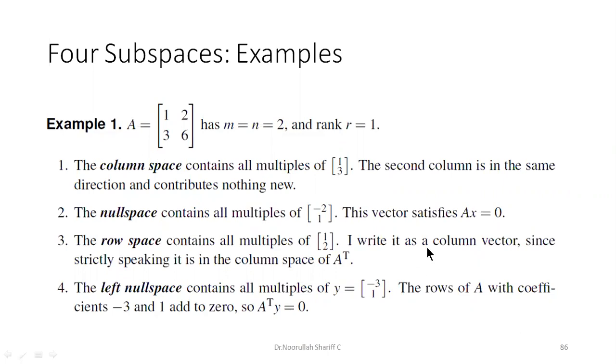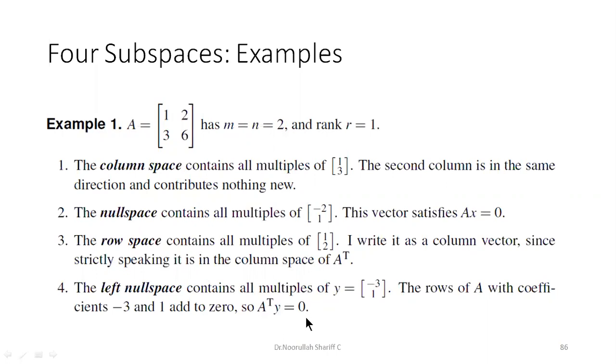Okay, so we write this as the column vector, since strictly speaking it is in the column space of A transpose. Okay. Left null space, how do you find? You take the transpose of this and try to find the null space of that. That is A transpose y equal to 0. You can write A transpose y equal to 0, or you can write A transpose x equal to 0, whether you write x or y, it does not matter at all.